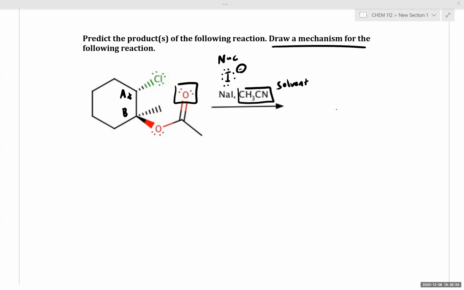So let's try to get some shared responses for the mechanism for this reaction. And we'll discuss this example in about another 1.5 to 2 minutes.